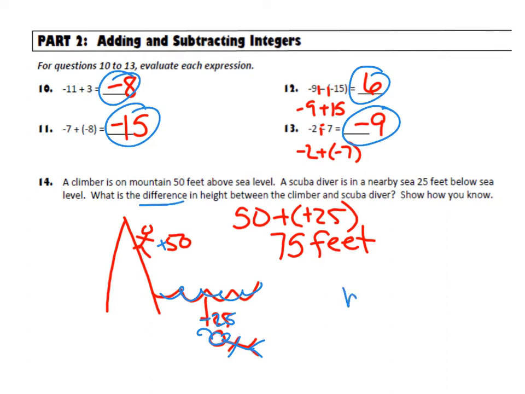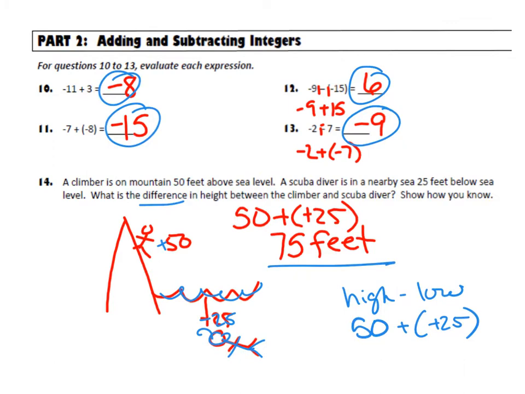So we're going to take the high minus the low. The high number is 50 minus our low number, which is -25. Double dash. I get 75 feet.